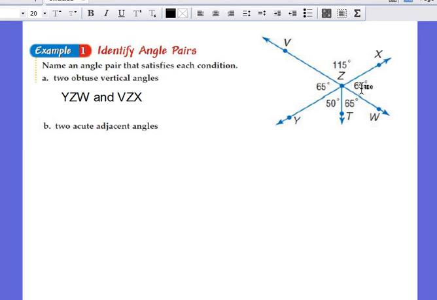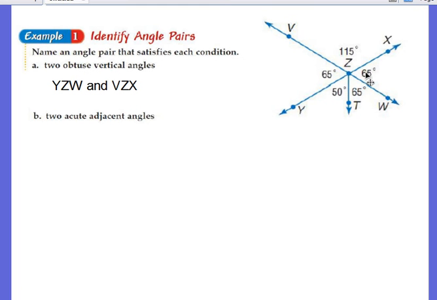In this case, these two angles here that I'm pointing at are vertical. Why? Because ZX is opposite of ZY and ZW is opposite of ZV. So those are vertical. And if you notice too, these two angles are 115 each. Don't forget, YZW is actually 115 because we added the two angles inside of it. And also VZY and XZW are also congruent. We'll learn about that later.